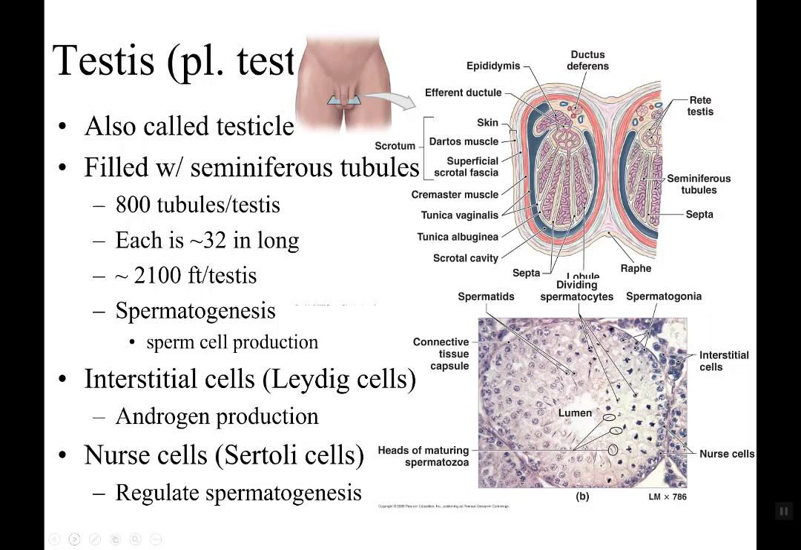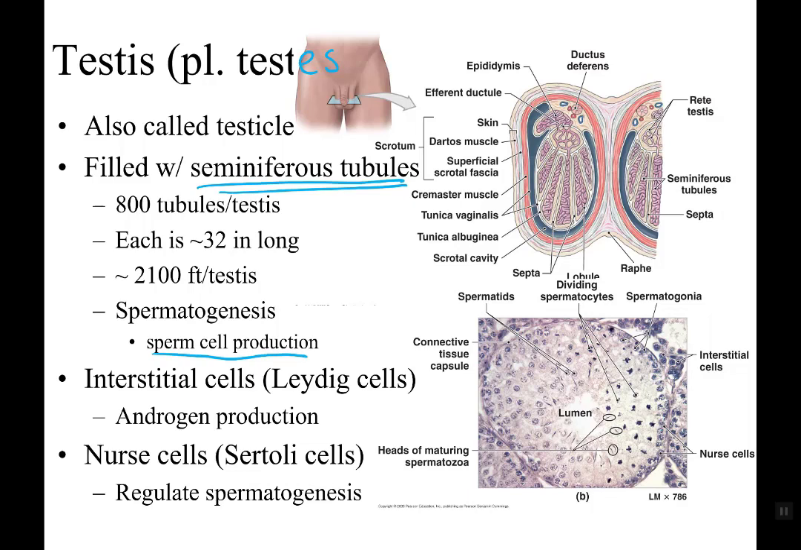So each testis, that's singular, plural is testes, but this male pelvis is blocking that, so let's add it. They're also called testicles. The testis is basically an egg or ellipsoid shaped mass of wadded up tubes. Those tubes are called the seminiferous tubules. There's about 800 for a testis, and each one is about 32 inches long. So this provides a lot of surface area for spermatogenesis in a very small package. Spermatogenesis is the production of sperm cells.